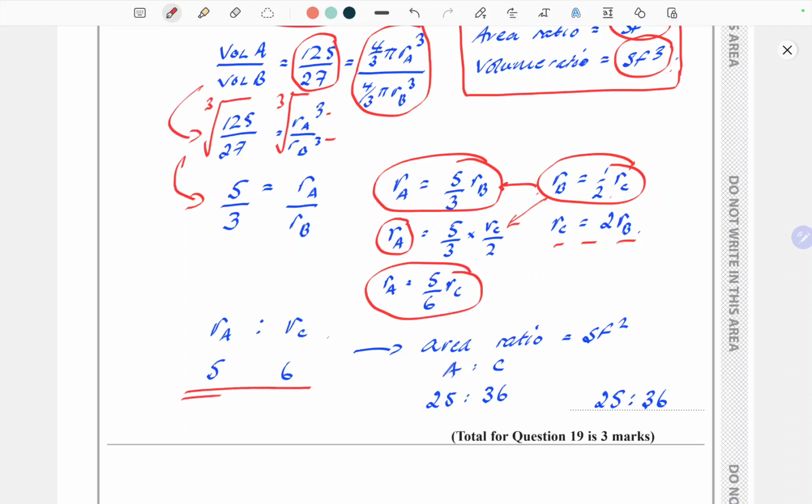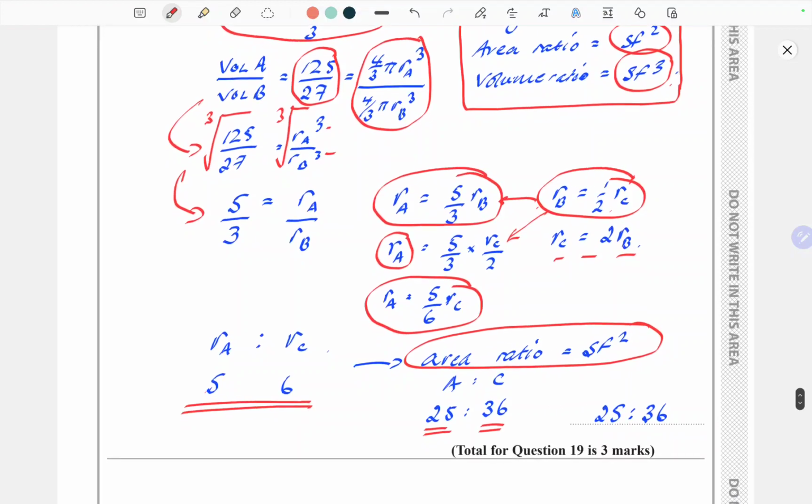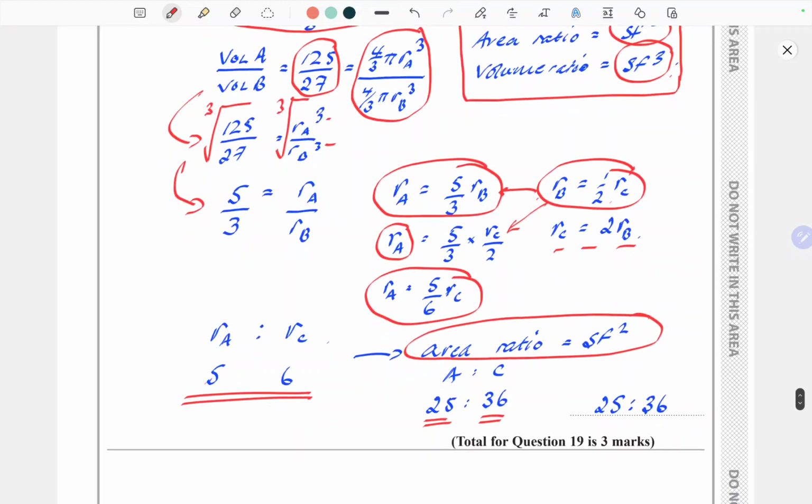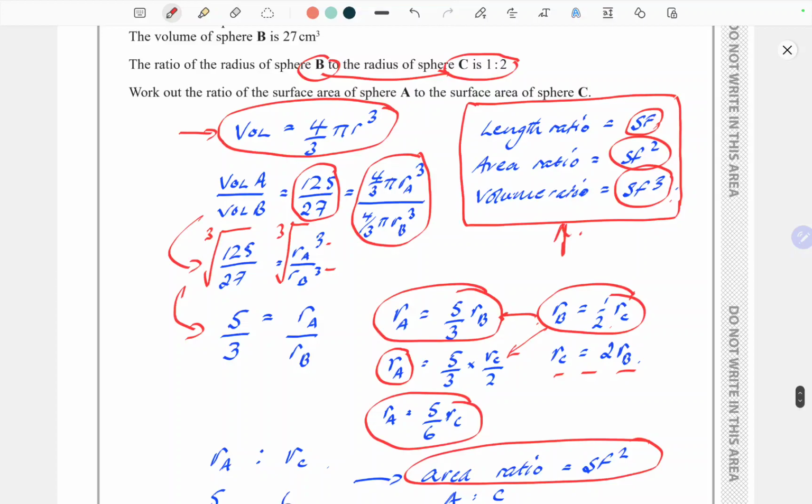So therefore we have that as the radius ratio. RA to RC is 5 to 6. And the area ratio, remember I said, is the scale factor squared. So you square both: the area of sphere A to the area of sphere C is 25 to 36. That is a genuinely tricky question. I think there's a lot of thinking and untangling numbers for only 3 marks. So do pay attention to it, particularly this thing here, very important.